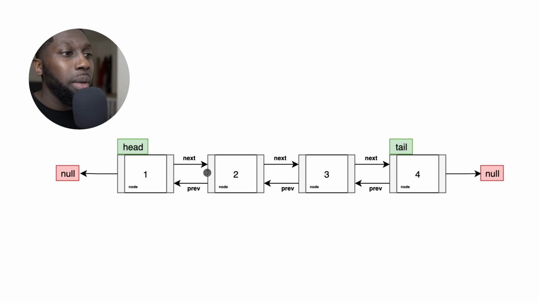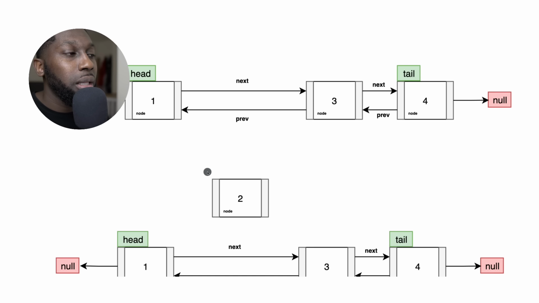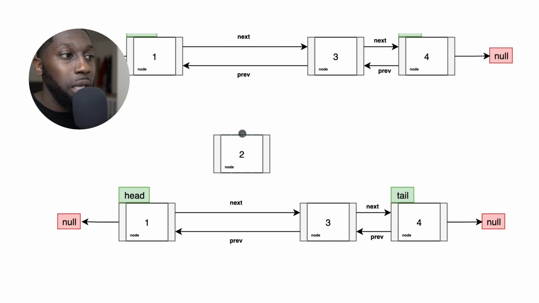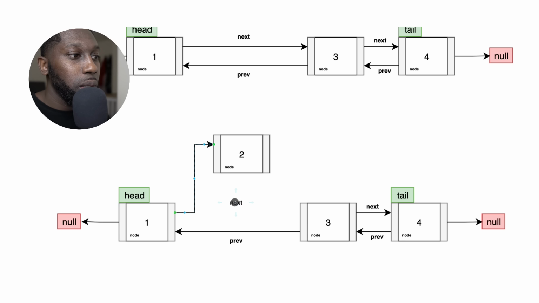Now what happens when you want to insert? Let's say that you have this doubly linked list and you want to insert 2 right here. For you to insert a new element, you basically need to create the node itself and have the previous and the next. If you want to add this node right here, you update the references. So next will point to the new node, and then the next for the new node will point to this node right here, just like that.